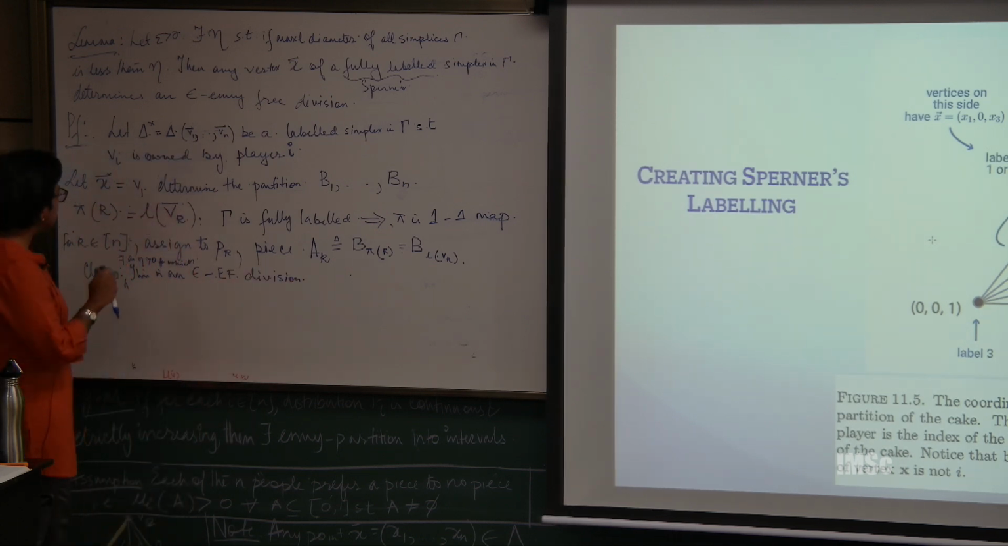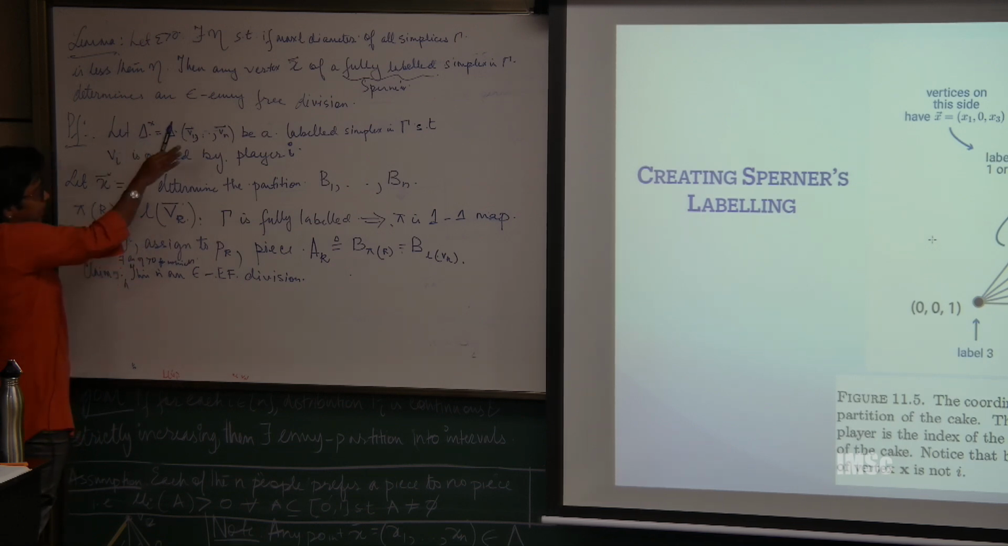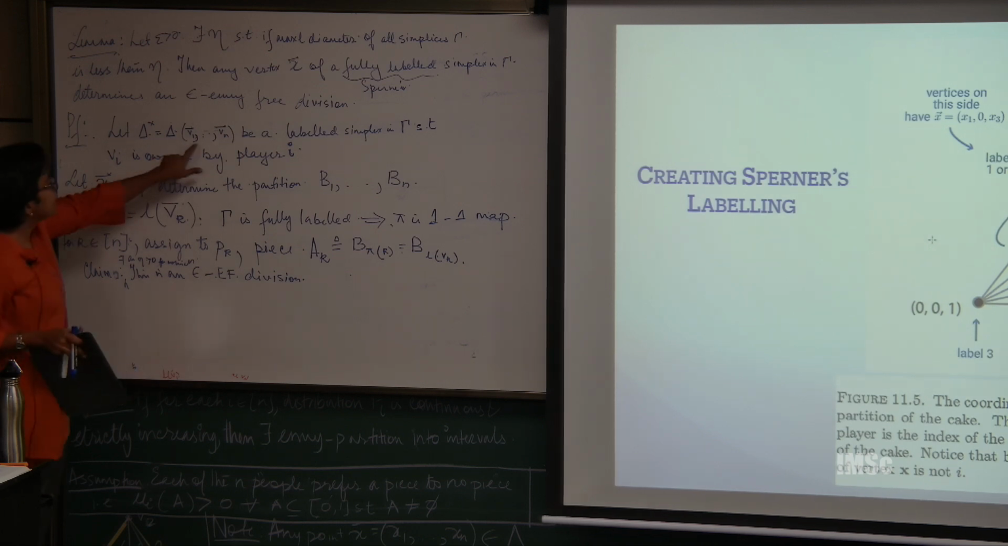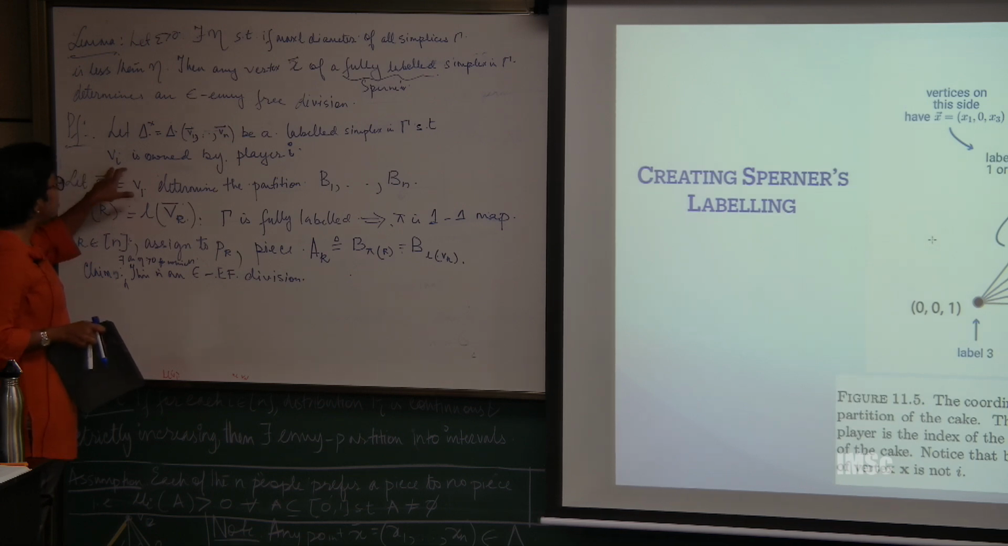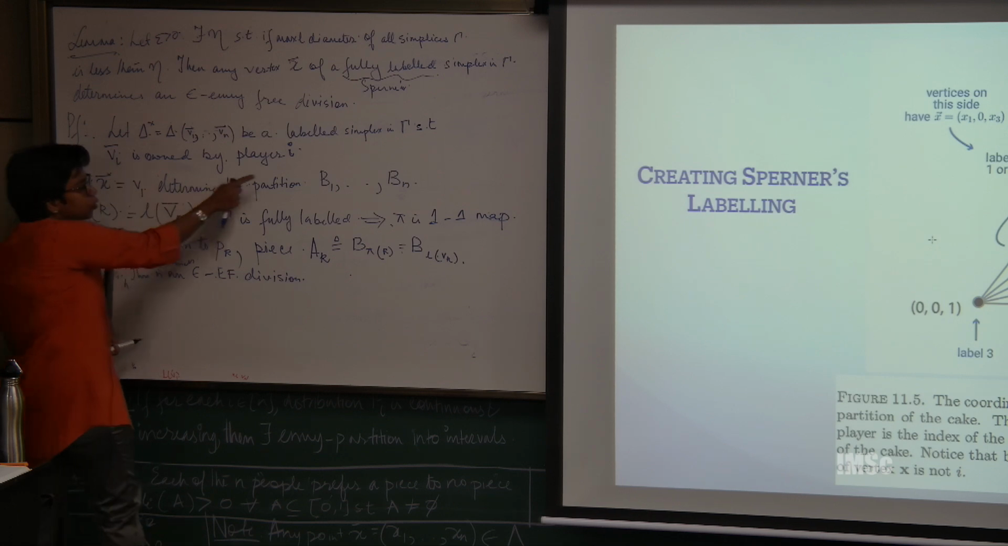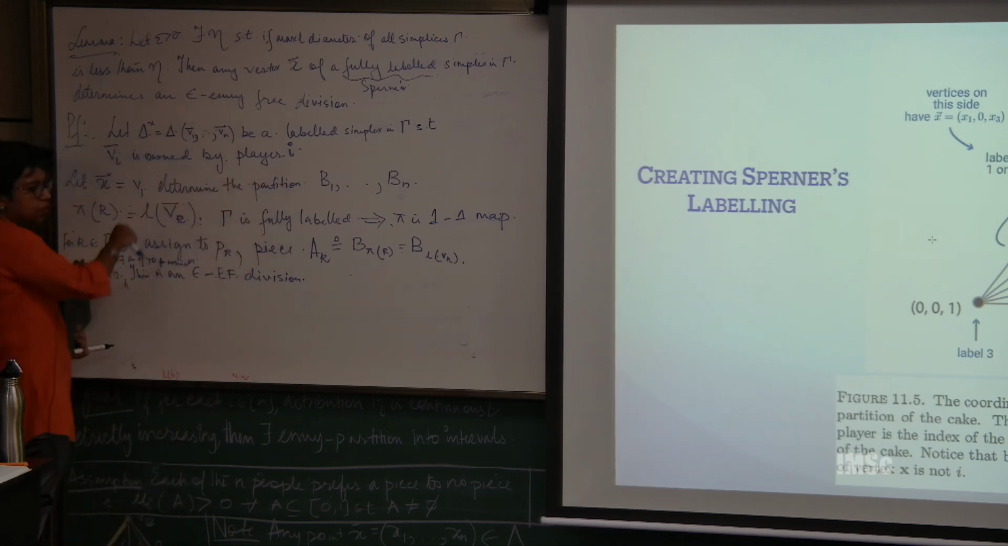So, now let us take a step back and say what is actually happening, how I am creating this. We have a completely labeled simplex, delta star, the simplex that is given by Sperner's lemma. We know there is at least one because there is an odd number of them. And the labeling inside of this is such that, without loss of generality, this vertex Vi is owned by the player i, meaning the coloring is color Ci.